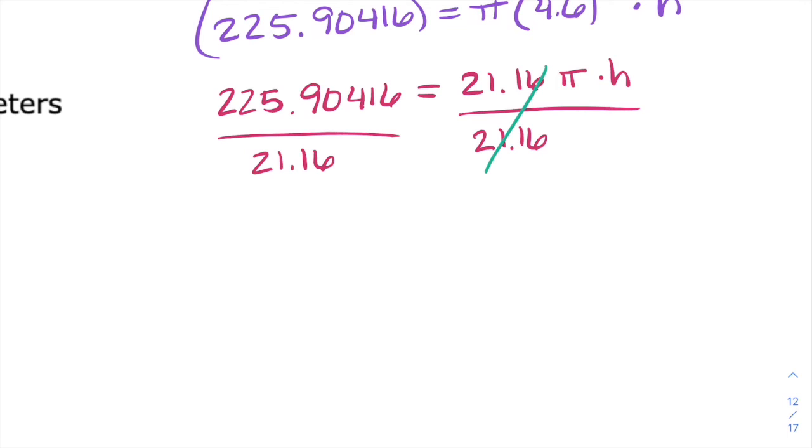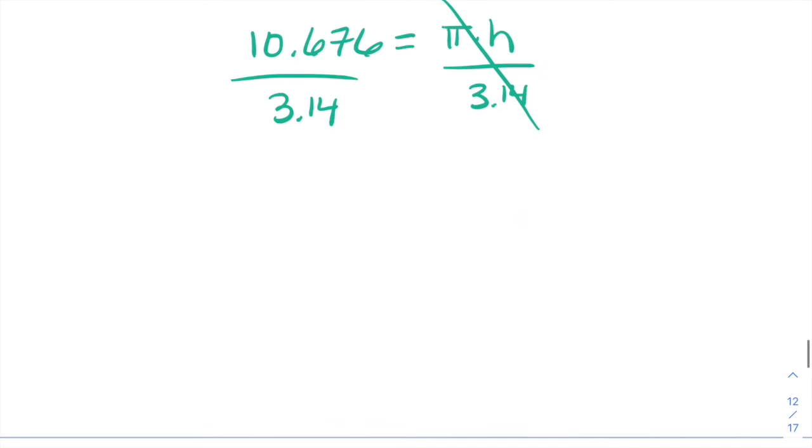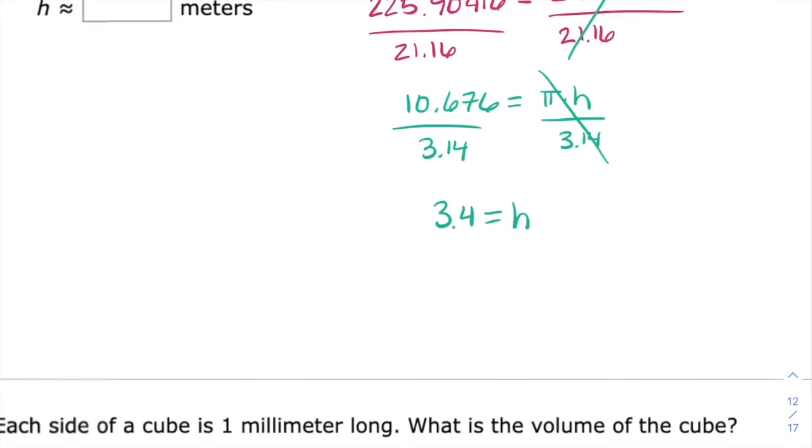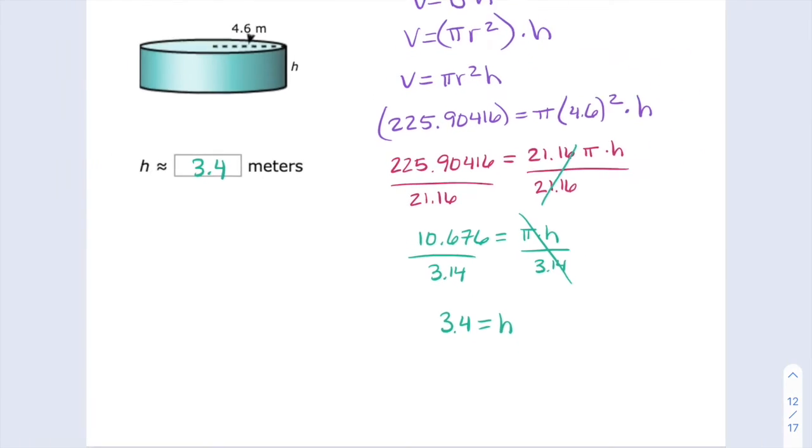225.90416 divided by 21.16, which is 10.676 equals pi times h. So what I'm going to do is divide both sides by 3.14 now, because that's the number they're using for pi. So divided by 3.14, and I get the number 3.4. And that's it. So the height is approximately 3.4 meters.